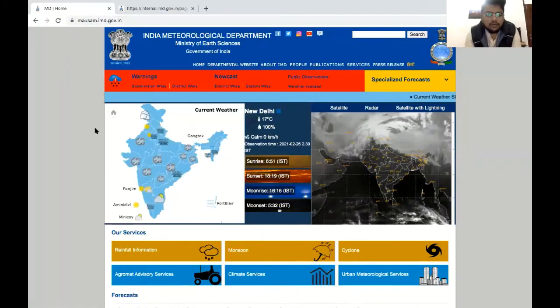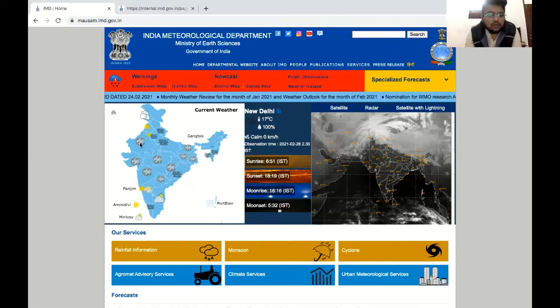So this is the website of the India Meteorological Department, and here in the center of your screen, you can see that the current weather conditions in New Delhi are 17 degrees Celsius. The temperature is 17 degrees Celsius, the humidity is 100% relative humidity, and there's no wind. The observation was made at 2:30 a.m. on 26th February. And on the left of the screen, you can see an India map which shows current weather throughout the country. You can see that many of the states in Northwest, West, Central, and Deccan, and some of the eastern states have cloudy weather.